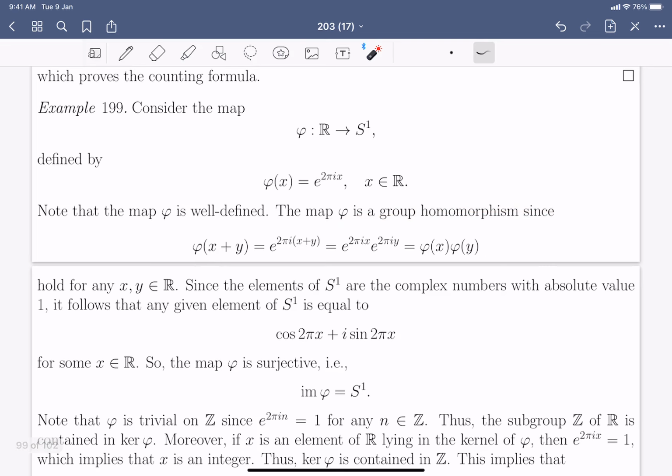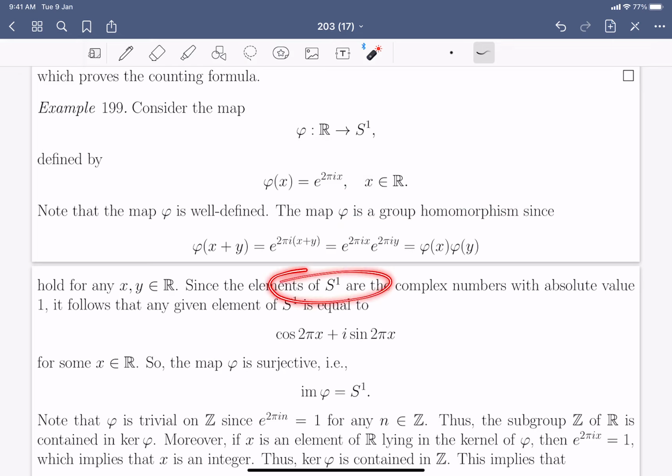This follows from the property that e raised to a plus b is e raised to a times e raised to b, for any two complex numbers a and b. Here specifically we have complex numbers of the form 2 pi i x and 2 pi i y. So what you already knew guarantees that this map phi is a group homomorphism.